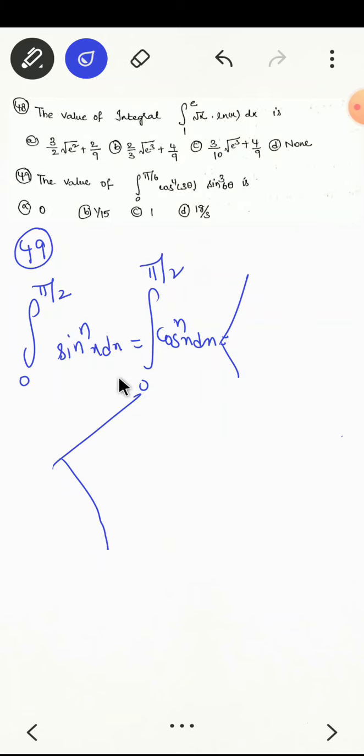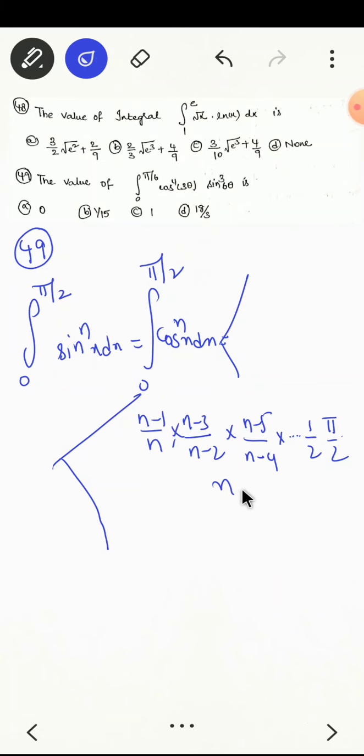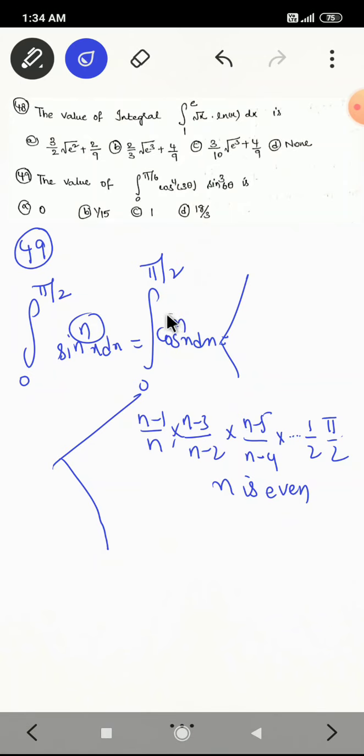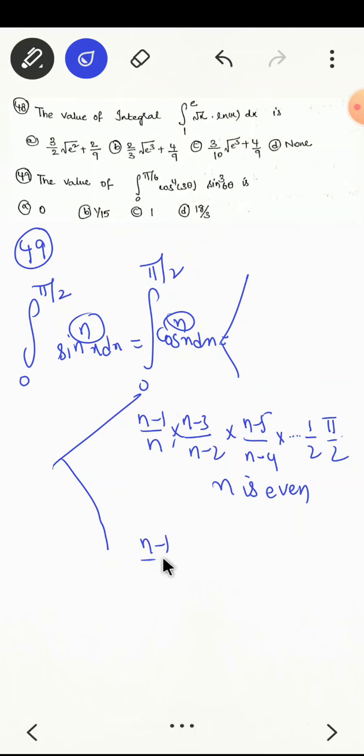n minus 1 by n into n minus 3 by n minus 2 into n minus 5 by n minus 4 and so on up to 1 by 2 into pi by 2, if n is even. If the power n is odd, then you have to use n minus 1 by n into n minus 3 by n minus 2 into n minus 5 by n minus 4 and so on, up to 2 by 3 into 1, which you should attach at the last. Here 1 by 2 into pi by 2 you attach at the last when n is even.